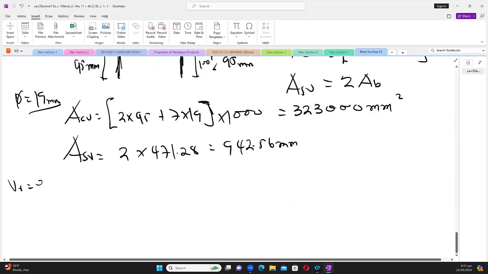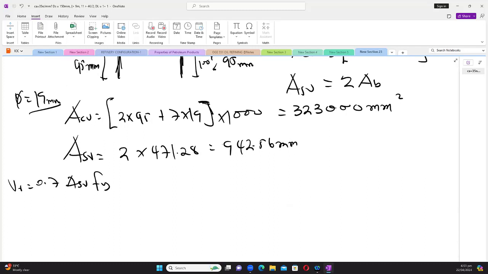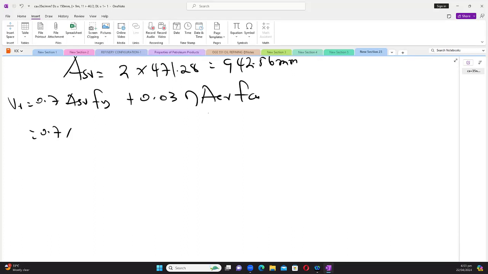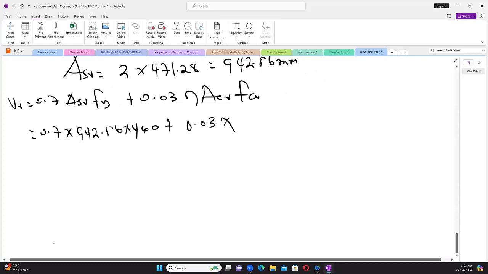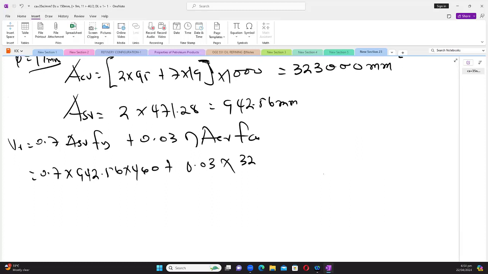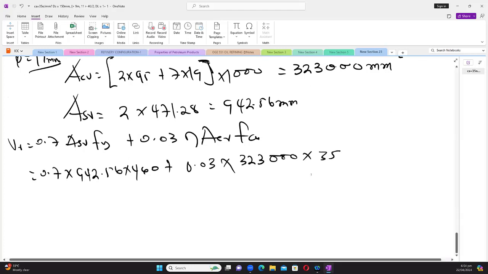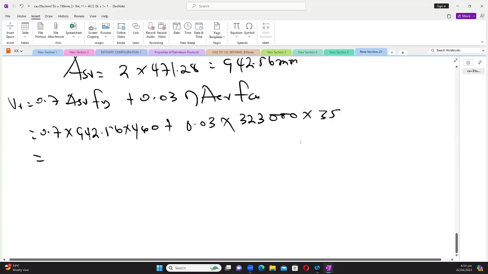So VR was 0.7 ASV FY plus 0.03 something ACV FC. So this is the formula. This is 0.7. ASV is 942.56. FY is 416. Then 0.03. ACV is 323,000. And FCU is 35. So when you finish, you convert this to kilonewtons. And this will be the force per meter of the slab, the beam.